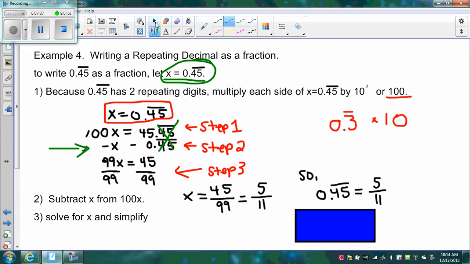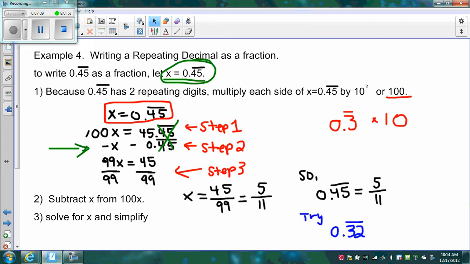So I want you to try one on your own. So take your time and try 0.32 with 32 repeating and bring it with you to class tomorrow. This is really good practice.